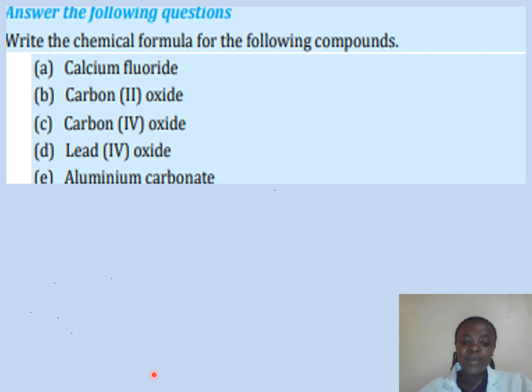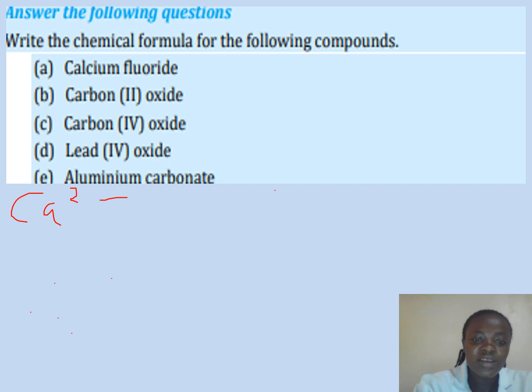So we have seen how we have written these chemical formulae. So let's look at maybe 3. We'll first look at that of calcium fluoride. So we said we begin by writing the chemical symbols. That of calcium is Ca. Then the valency of calcium is 2. Then we have fluorine, its symbol is F, and its valency is what?